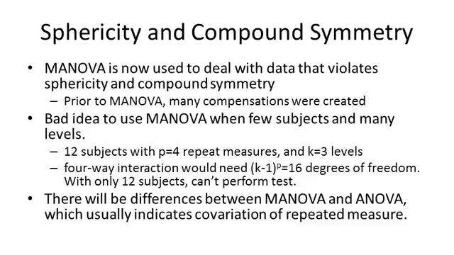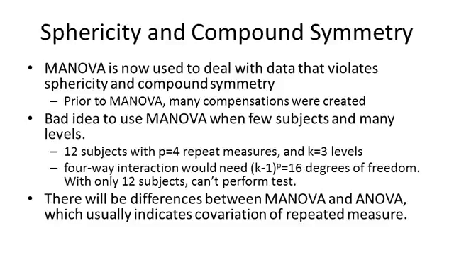MANCOVA is actually able to deal with these violations of sphericity and compound symmetry. Prior to MANCOVA, when people were just using ANOVA, they had a lot of issues with this, and so they had to create a lot of compensations for this stuff. But in your case, you should typically be using MANCOVA if you have a concern for this. Sometimes it is a bad idea to use MANCOVA, and that's usually when you have few subjects and many levels.